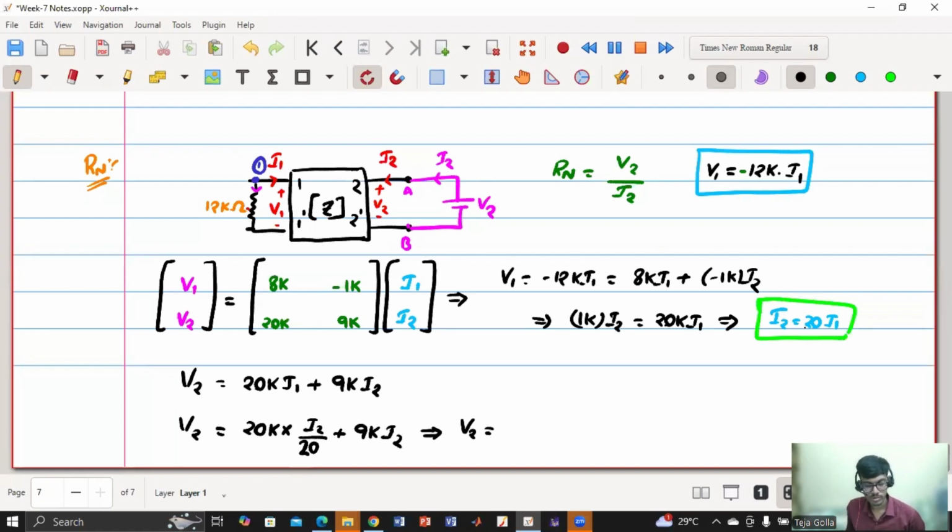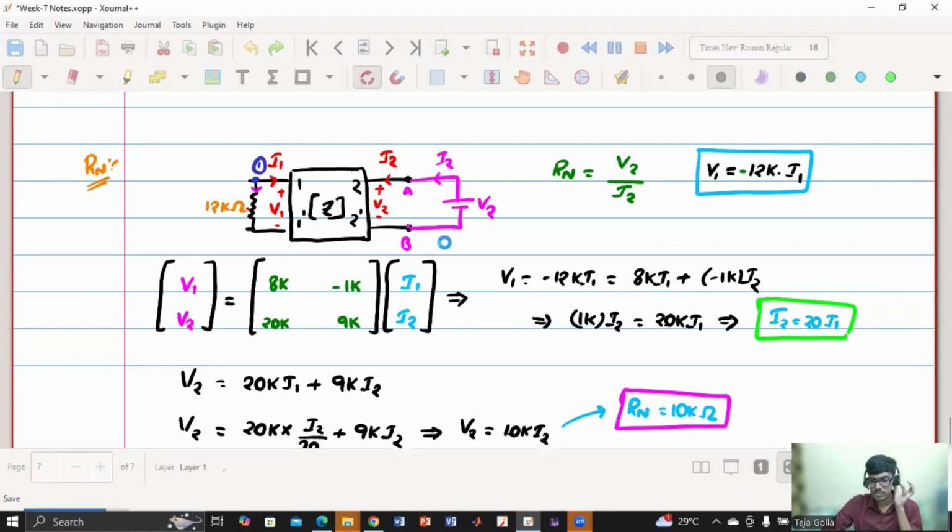What is my V2? Ten k I2, right? So from this, R Norton is 10 kilo ohm, right? Agree? Or do you have any doubts? Just a small calculation. Agree, right? Simple. Any doubts?